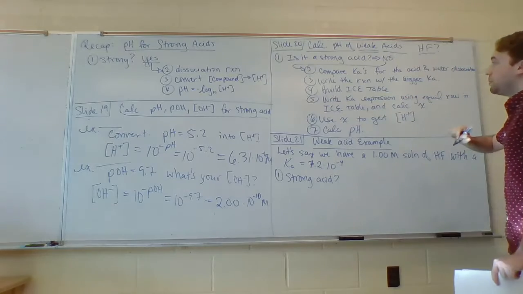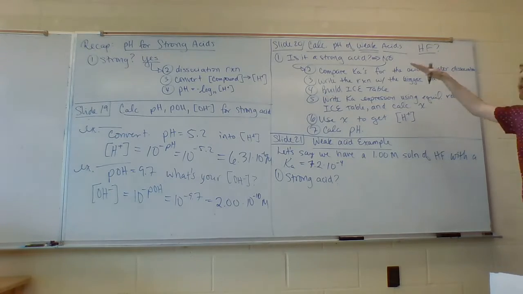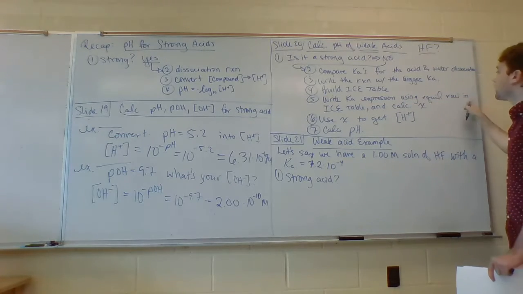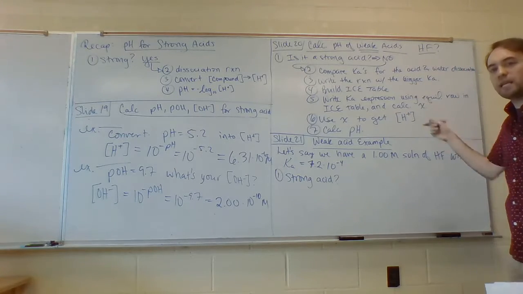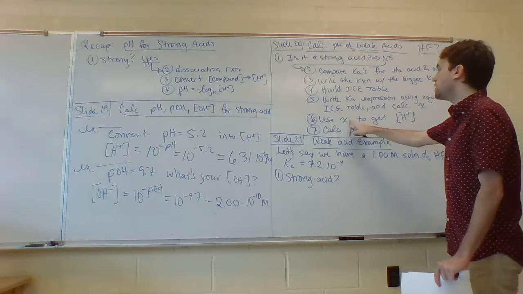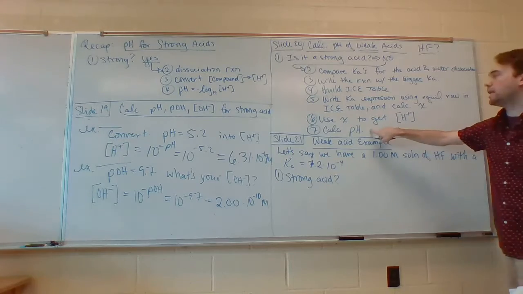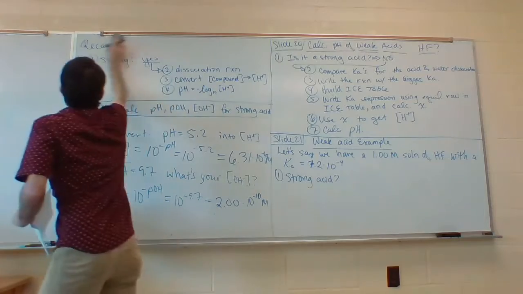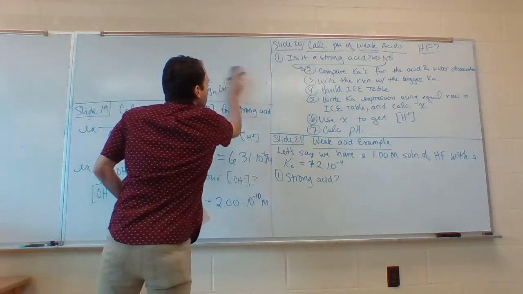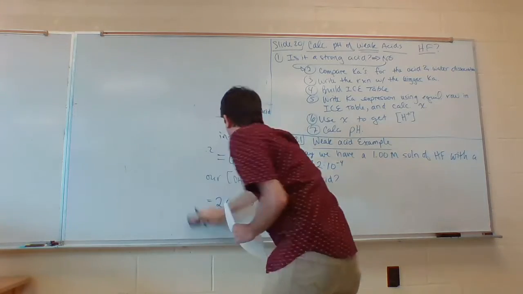Then we're going to build an ice table. We're going to write the Ka expression after we've done our ice table using our equilibrium row. That was our E row in our ice table. We're going to use that to calculate the value of X, because we're going to have an X in our table. Then once we've got our X, we're going to get our concentration in H plus, and then calculate our pH. Okay, so let's walk through an example. This is listed on slide 21.